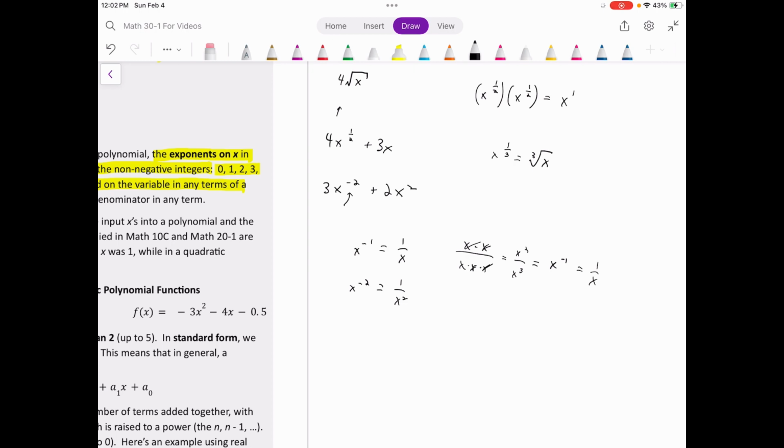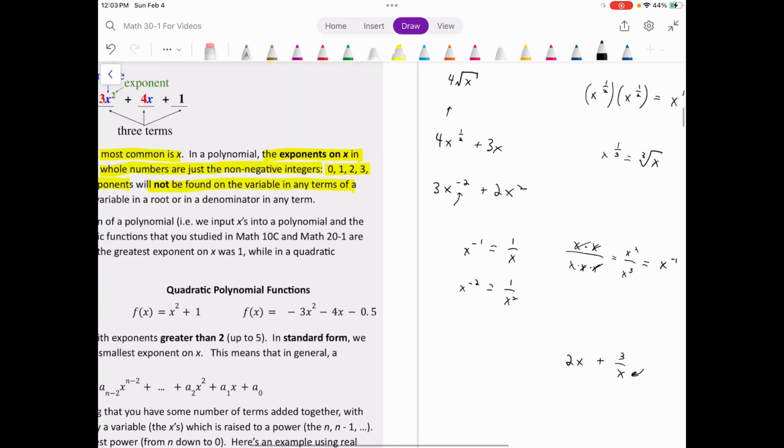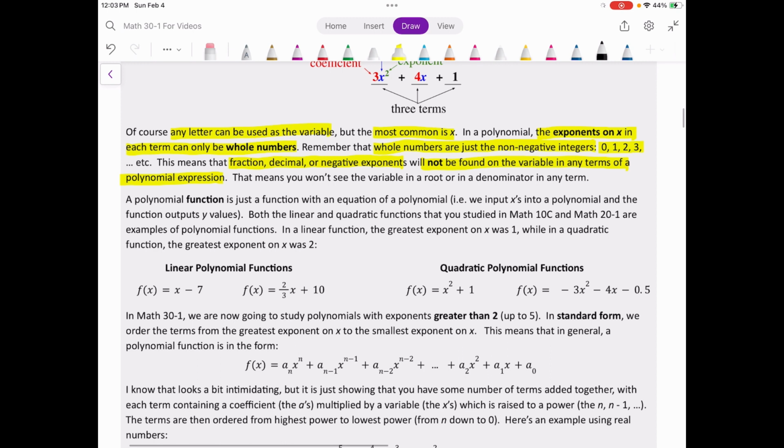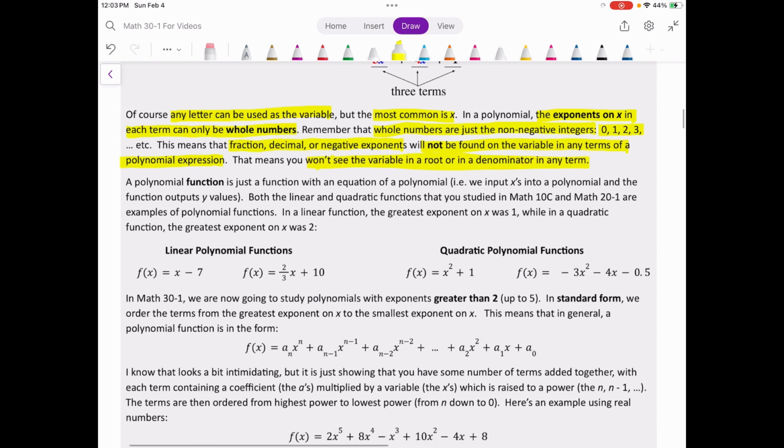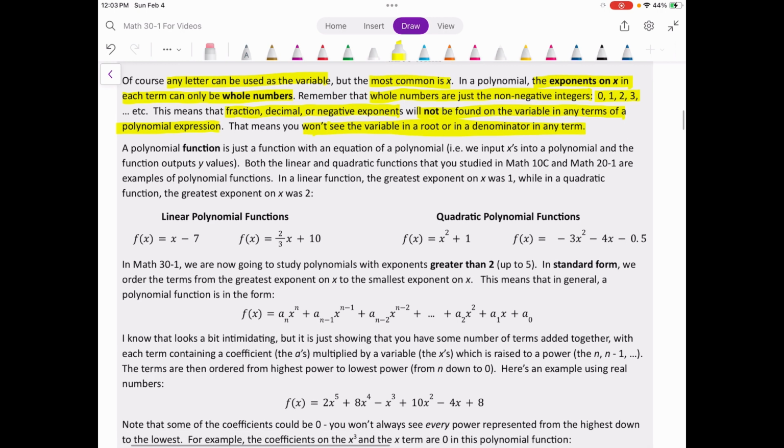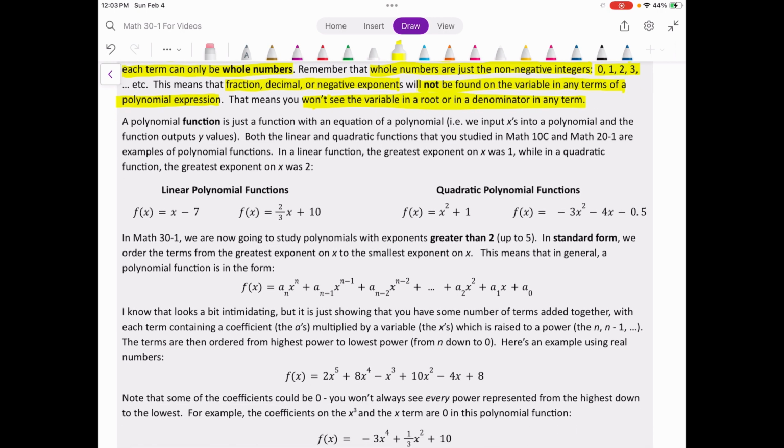But again, just to emphasize the point that this would not be considered a polynomial, 1 over x, right? 2x plus 3 over x, for example, is not a polynomial because that x has a negative exponent. Polynomials can only have whole number exponents. So no variables in a root or a denominator. x squared, x cubed, x to the power of 12, all of those are okay for it to still be a polynomial. So what is a polynomial function then?